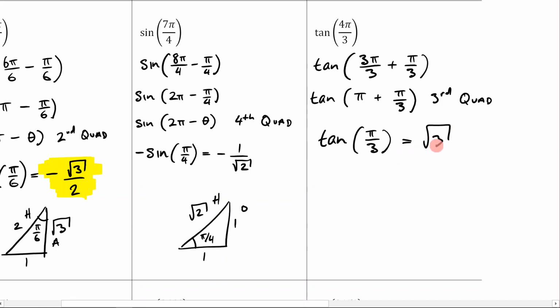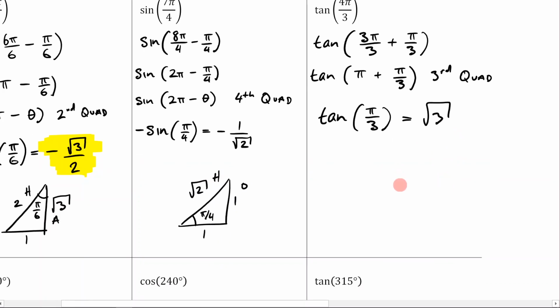And again, what I do hope is that you're able to do those really quickly after a while. But remember, you can always rely on your triangles if you're having trouble. Pi on 3 is this angle down here. This is the square root of 3. This is 2. That's 2. That's 1. Tan is opposite over adjacent. Square root of 3 over 1 is the square root of 3. All right, so those are our answers.